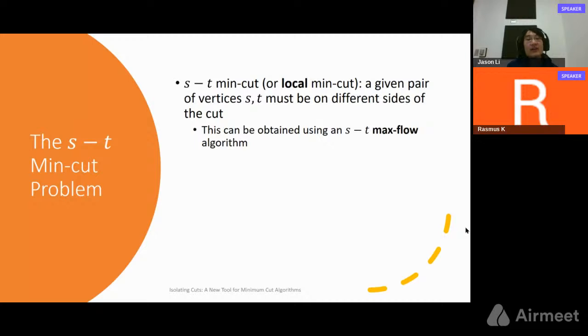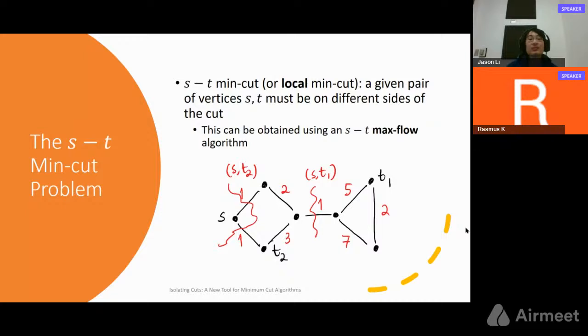Another natural variant of min cut is the ST min cut, or you can think of it as a more local version of min cut, where we're given two particular vertices, S and T, and we want to disconnect them. The classic max-flow min-cut theorem says that this can be done by computing an ST max-flow. For example, in this picture, if you take S and T1, then since S and T1 belong on different sides of the global min cut, their ST min cut will also be the same. But if you pick S and T2 on the same side of the global min cut, then the cut will be different because the global min cut no longer disconnects them. In this case, the ST2 min cut is just this cut right here.